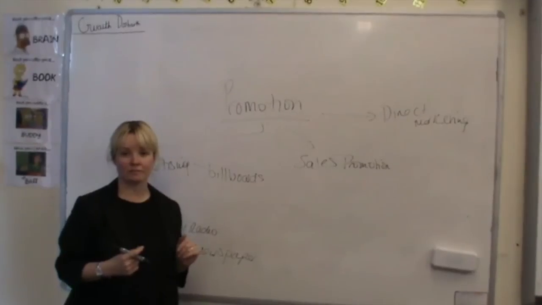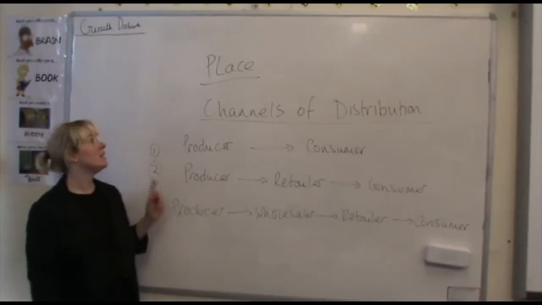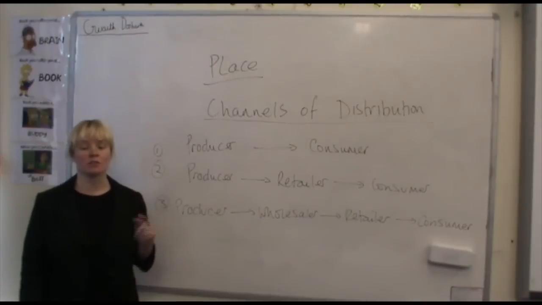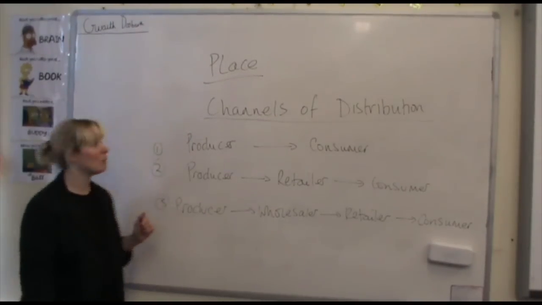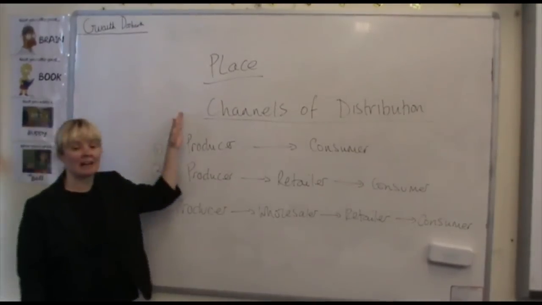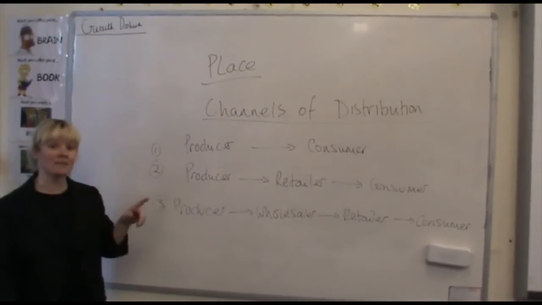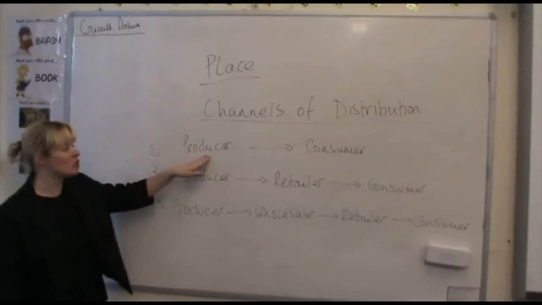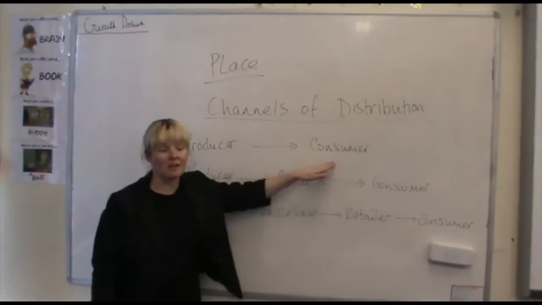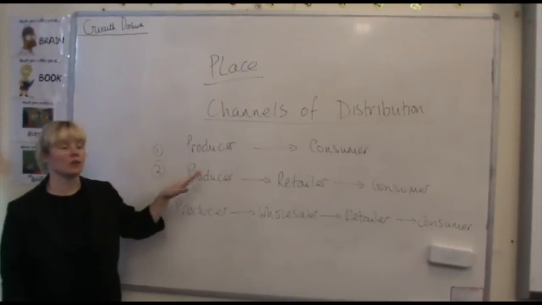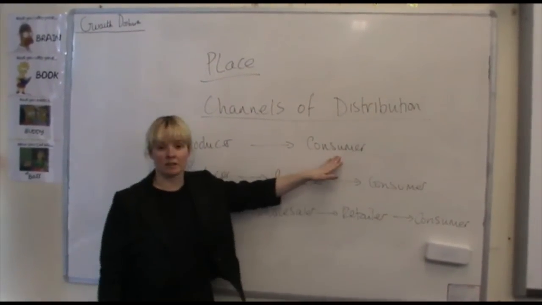And the final P is place. This is the location that you are going to put your product so that the consumers can buy it. There are several channels of distribution that a business can choose to use. The first one, and the smallest one, is producer direct to consumer. This might be an example of a small farm shop where the farmer at the side of the road sells his product directly to the customer.